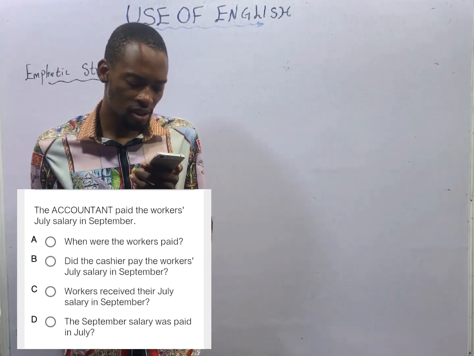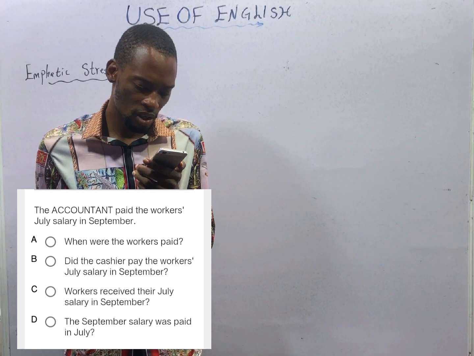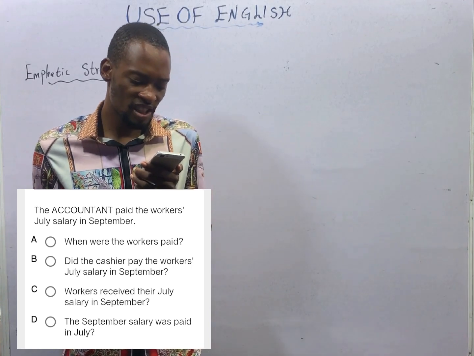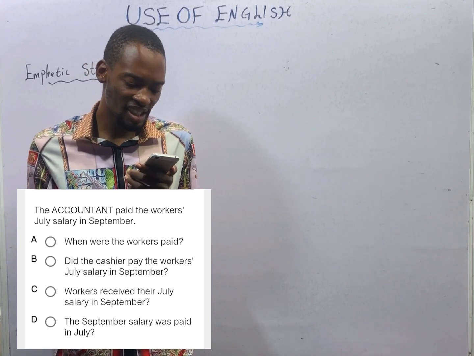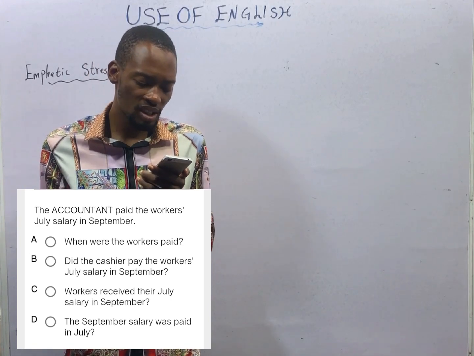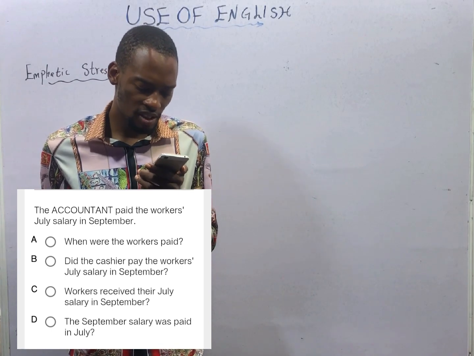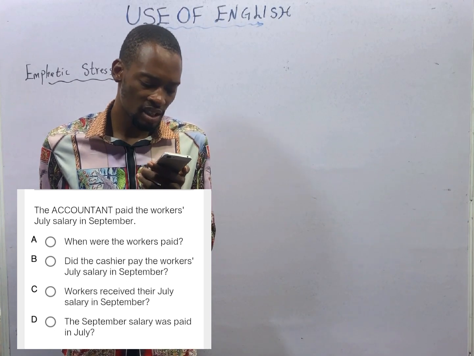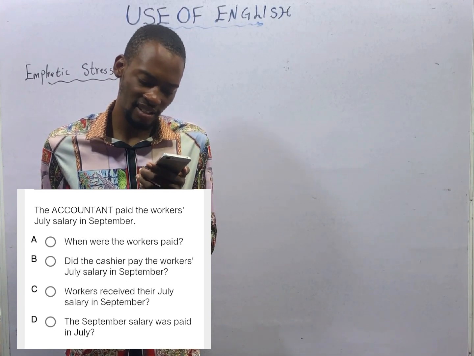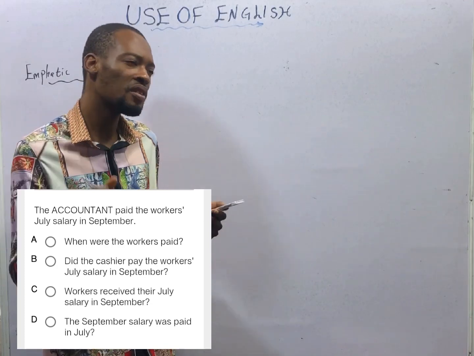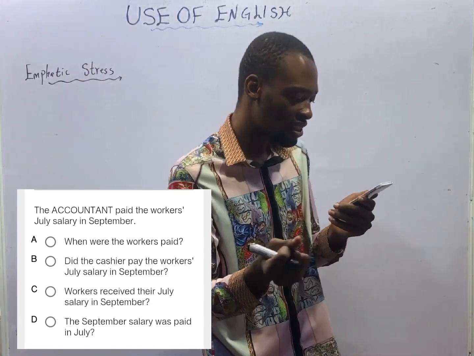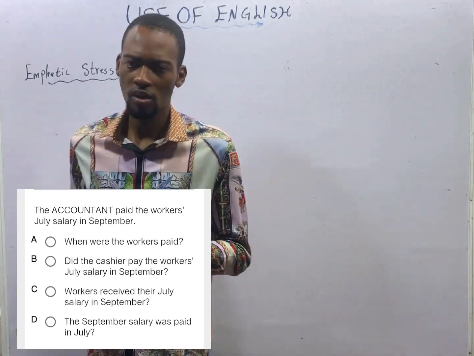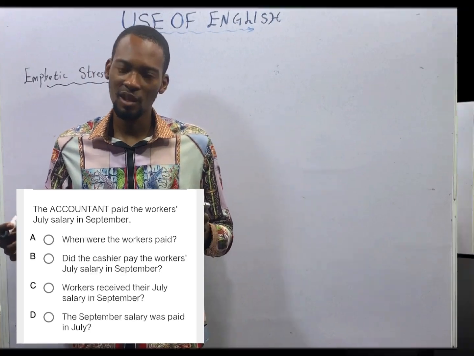Option D, the September salary was paid in July. No, September wasn't emphasized, so you can't change September to July, or twist the options. C, workers received their July salary in September. B, did the cashier pay the workers July salary in September? You see, the identity of the sentence remains. Accountant changed to cashier. That is a perfect answer to an emphatic stress question. Option B is the correct option.